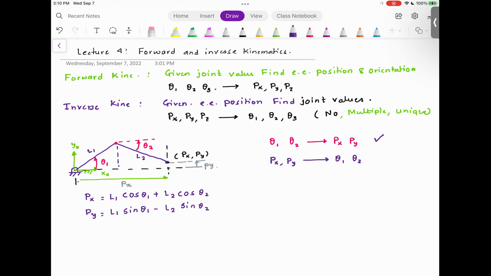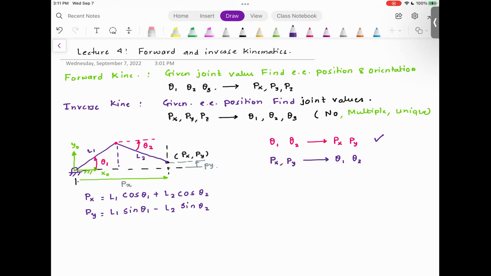Everyone understood this? Now the question is, if I give you the values of theta 1 and theta 2, it's very easy to find px and py. But let's try to understand how this problem can be attempted if I were to go in the reverse direction, which means I give you the value of px and the value of py, and the left-hand side of this equation is known.